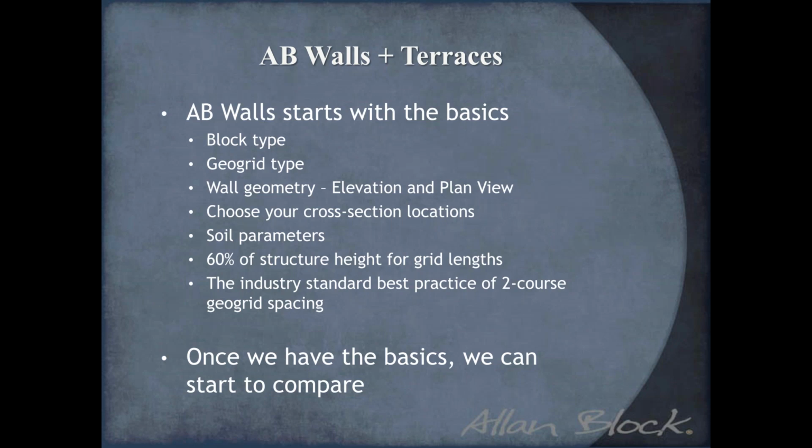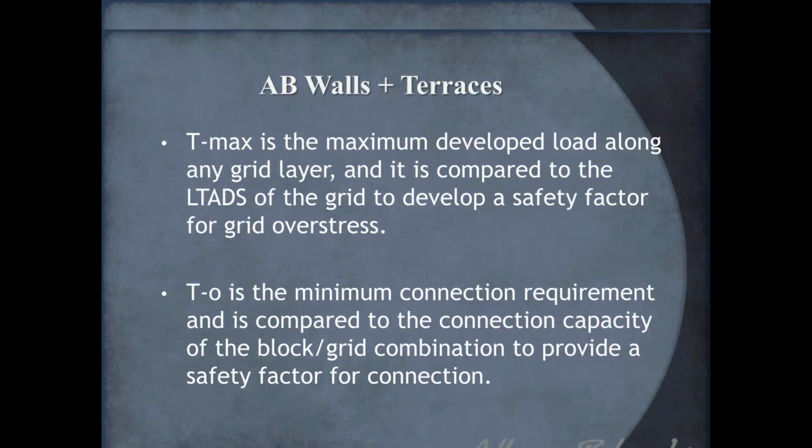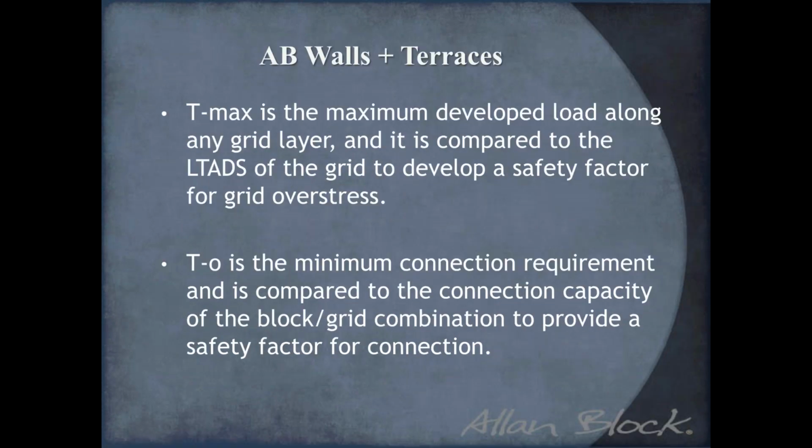So once we have the basics, now AB Walls can start to compare. We're going to take the T max along every grid, and compare it to the long-term allowable design strength for the grid that was originally chosen by you when you entered the program. If by chance you've chosen a grid that's not strong enough to exceed the T max plus whatever safety factor you choose, the default for the program being 1.5, you would have to go and grab a stronger grid and input it at that point.